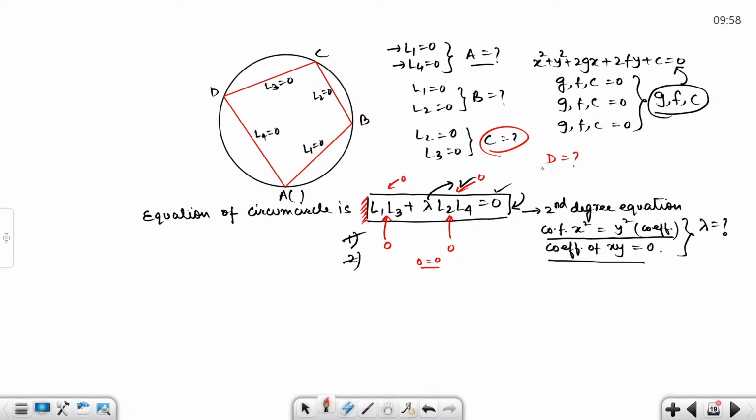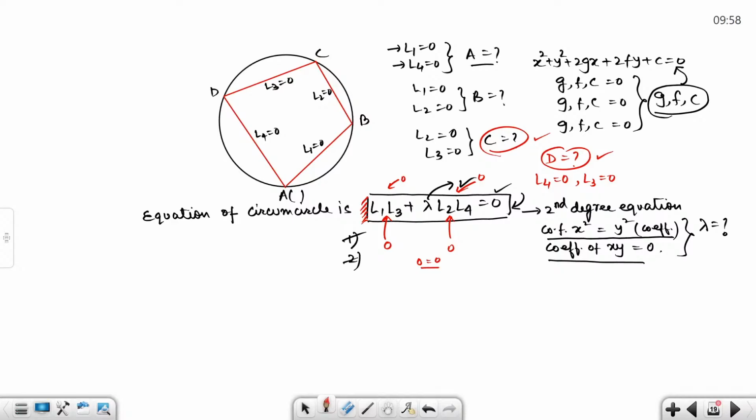How we got point D? Simply by solving L4 equals 0 and L3 equals 0, we will get point D. So your point C as well as point D is satisfied in this equation. I mean, this circle satisfies A, B, C as well as D. It means that this circle is passing through all the vertices of the quadrilateral ABCD. So that represents the circumcircle of this quadrilateral.